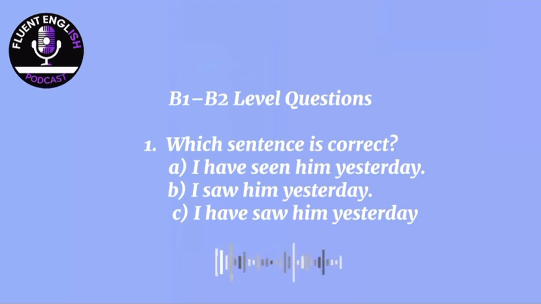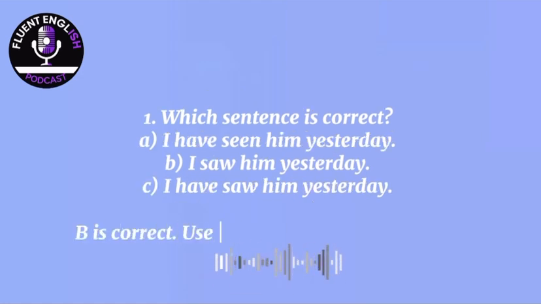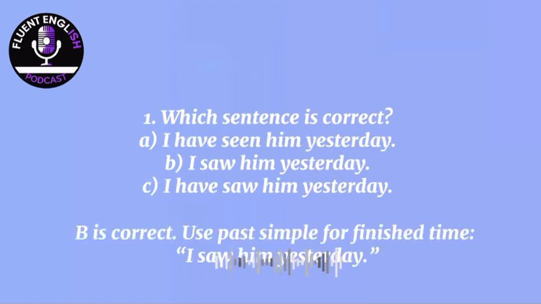1. Which sentence is correct? A. I have seen him yesterday. B. I saw him yesterday. C. I have saw him yesterday. B is correct. Use past simple for finished time. I saw him yesterday.